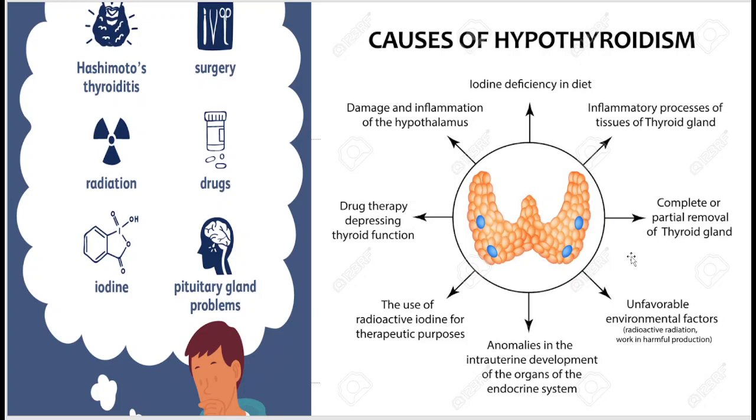Unfavorable environmental factors, if they are exposed to any radioactive radiations or they are working in harmful climatic situations, then that may also result in hypothyroidism. Any anomalies in the endocrine system encountered when the baby is in fetal life itself may also result in hypothyroidism. Any drugs, any pharmacotherapies they are taking for any other conditions which may be considered as goitrogenic substances, which may have an influence in damaging the thyroid cells, may also lead to deficiency of thyroid hormones.